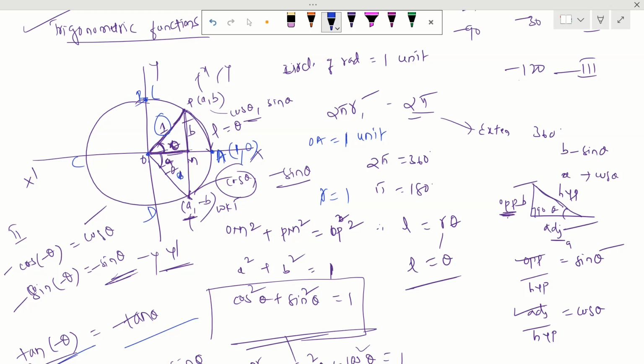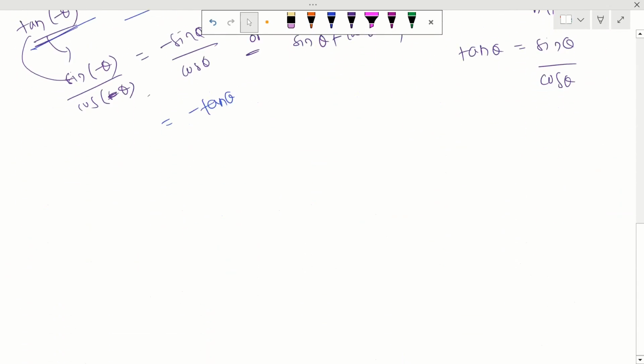What about point B? B is on the y-axis, so the x value is 0 and the y value is 1. And C is on the negative x-axis, so the value is minus 1, and y is 0. It is minus 1 comma 0. What is the value of D? The x value is 0, then it is 0 comma minus 1, right? Understood?